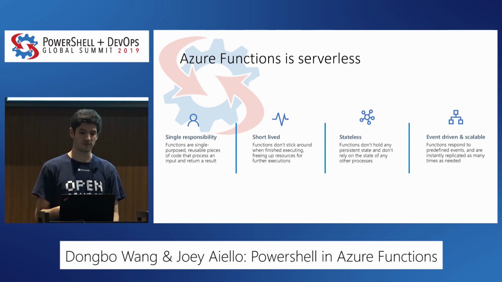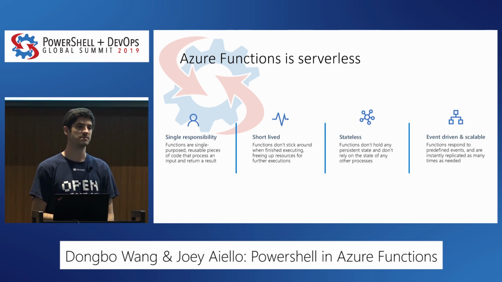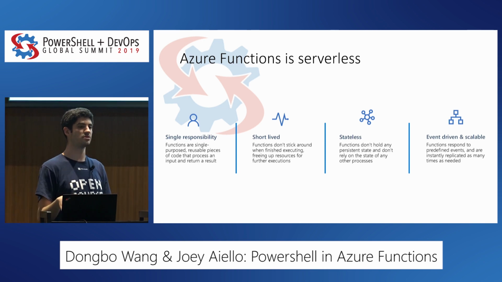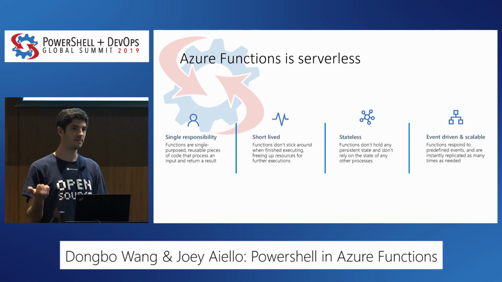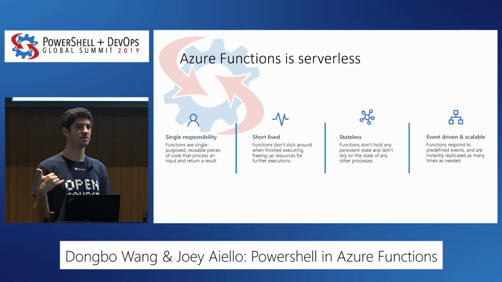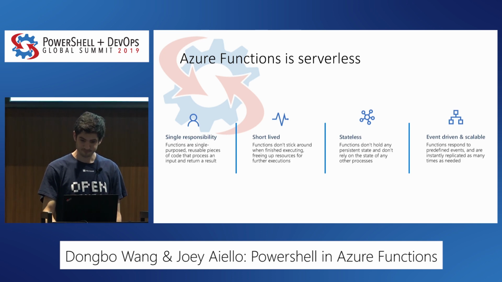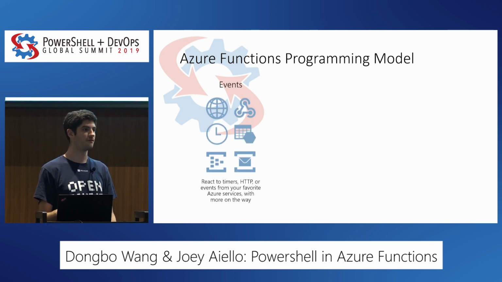And then they're event-driven and scalable. So in the consumption model, you don't have to think about your VM scale at all. We're just going to spin up run spaces as you need them and spin them down as you don't. We do offer two other pricing models called Premium and App Service Plan, and those allow you to have more dependability on infrastructure being available, but they do cost more. So, all right, let's talk a little bit about the Azure Functions programming model. So as we said, these are event-based.